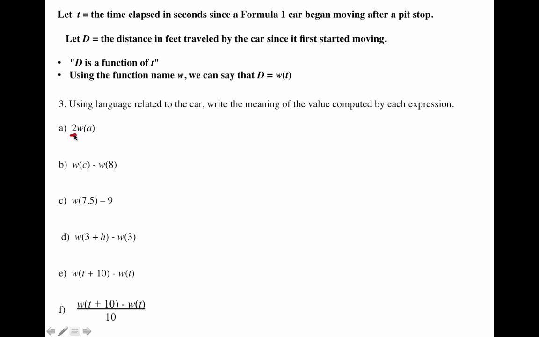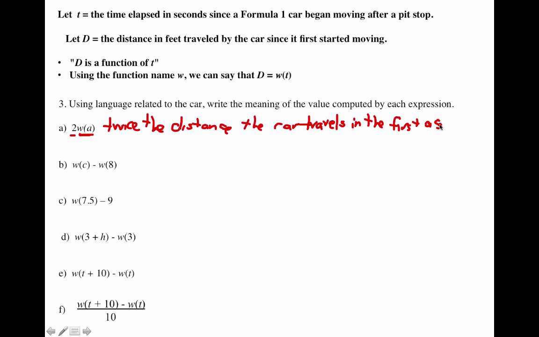This is 2 times W of A. So this is twice the distance the car travels in the first A seconds. Because this is how far it traveled in the first A seconds, and this is twice as far.